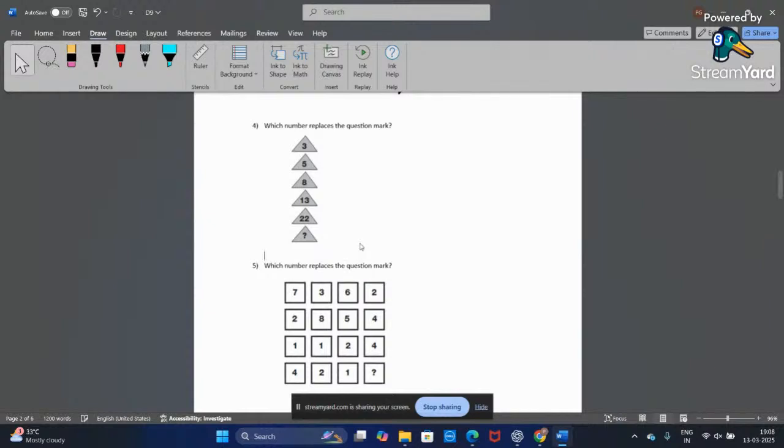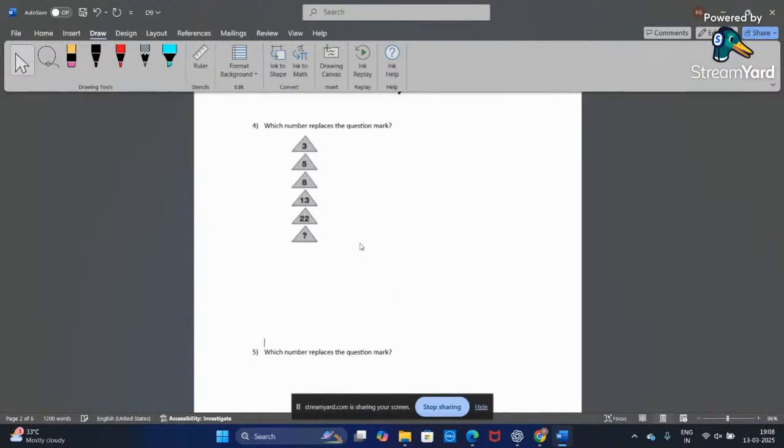Now solve the fourth one. Solve it by yourself and tell me the answer. Replace the question mark. Find the logic behind this. See, after 3 it is 5, so there is a 2 difference. Here it is a 3 difference. And next it is 5.